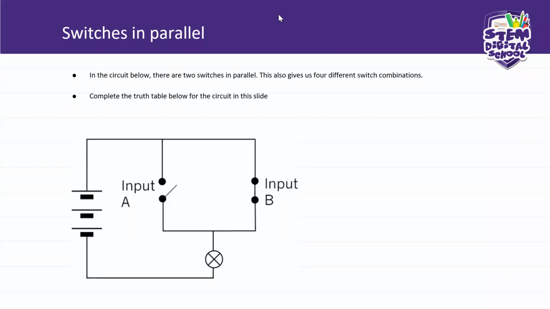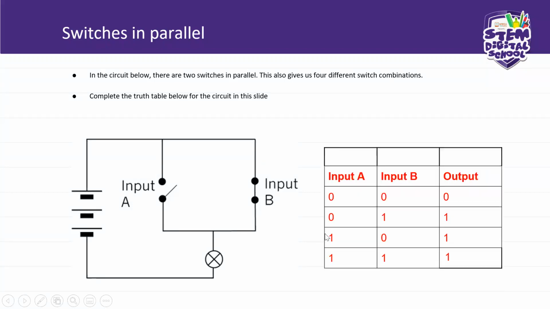Will there be an output? If we close A and open B, will there be an output? Okay, let me show you the truth table for this. I want you to understand.